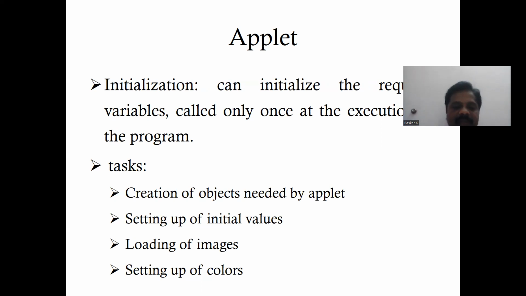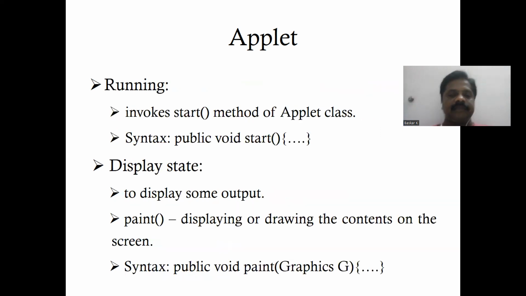Creation of objects needed by the applet. Whatever objects are required for doing particular operations, we need to create some objects, right? And next, setting up the initial values. In each and every design, we need to assign some values. That is the initial values. This is the second step. The third one is the loading of images. For a web design or web page, we have to input some images, right? So that kind of images we need to load, and then the setting up of colors. Whatever colors we need for the design, we can set by using these tasks.